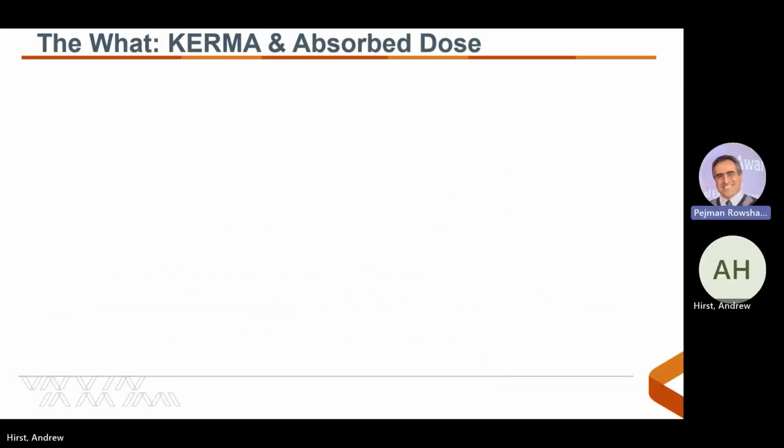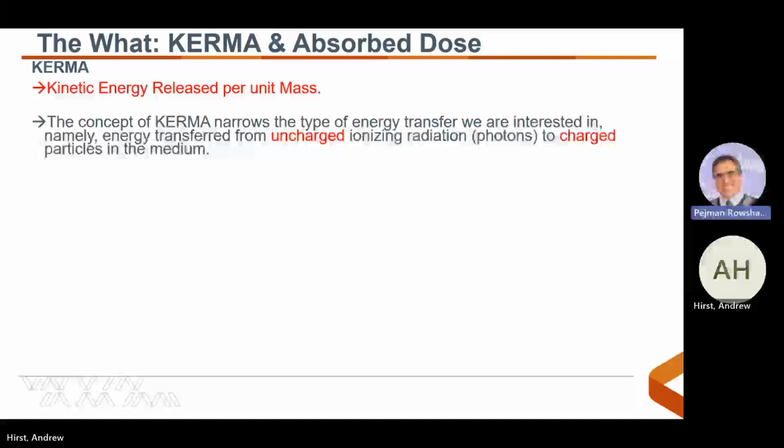So what do we want? We want to be able to measure a quantity, and we need to define what that quantity is. So starting from basics, KERMA is the way that we define the quantity that we want to measure. So KERMA stands for kinetic energy released per unit mass of the medium that you're measuring. And the concept of KERMA narrows down the type of energy transfer we're interested in. So we're interested in energy transfer from uncharged ionizing radiation, in this case, photons, megavoltage photons.